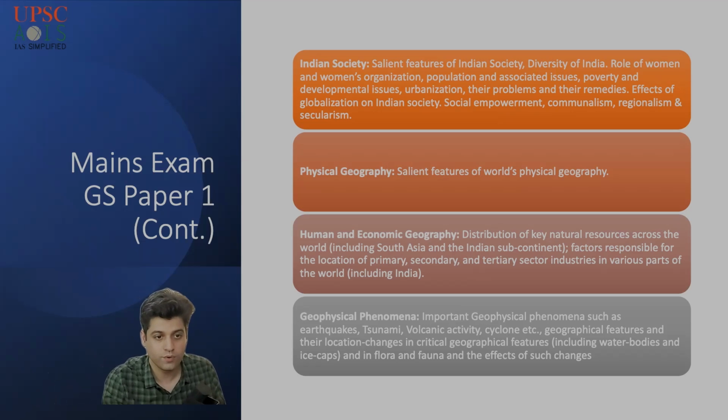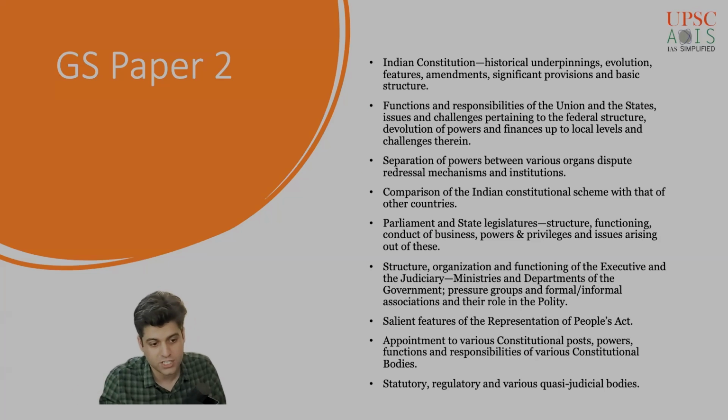Okay. Now we will jump into the GS paper 2. In GS paper 2, it deals with constitution, governance, social justice, and international relations. So in Indian polity and constitution, topics are Indian constitution, historical underpinnings, evolution, features, amendments, significant provisions, and basic structure. Second, functions and responsibilities of union and the states, issues and challenges pertaining to the federal structure, devolution of powers, and finances up to local levels and challenges therein.